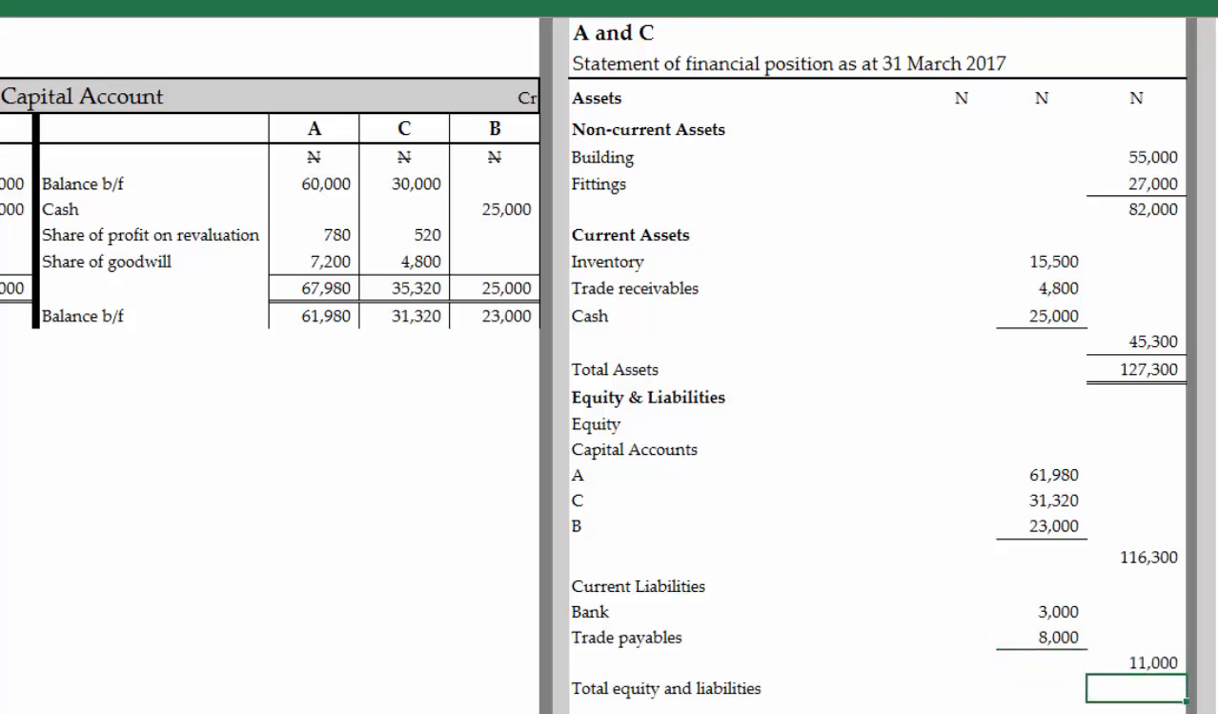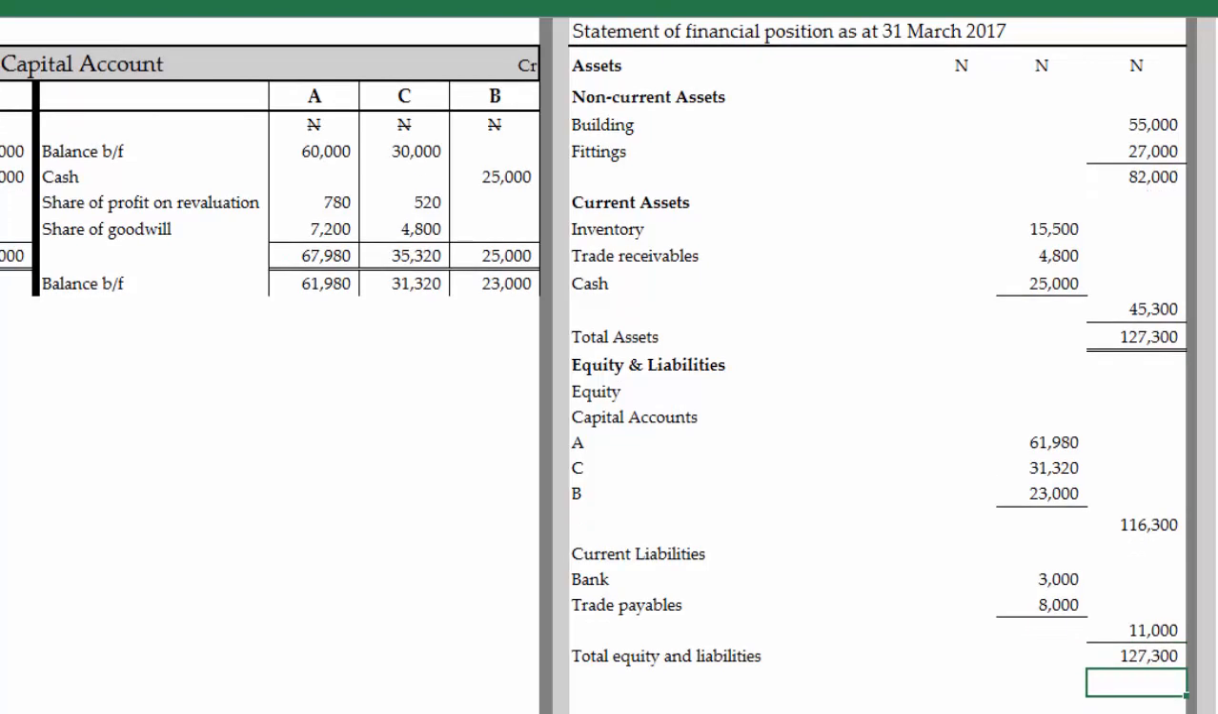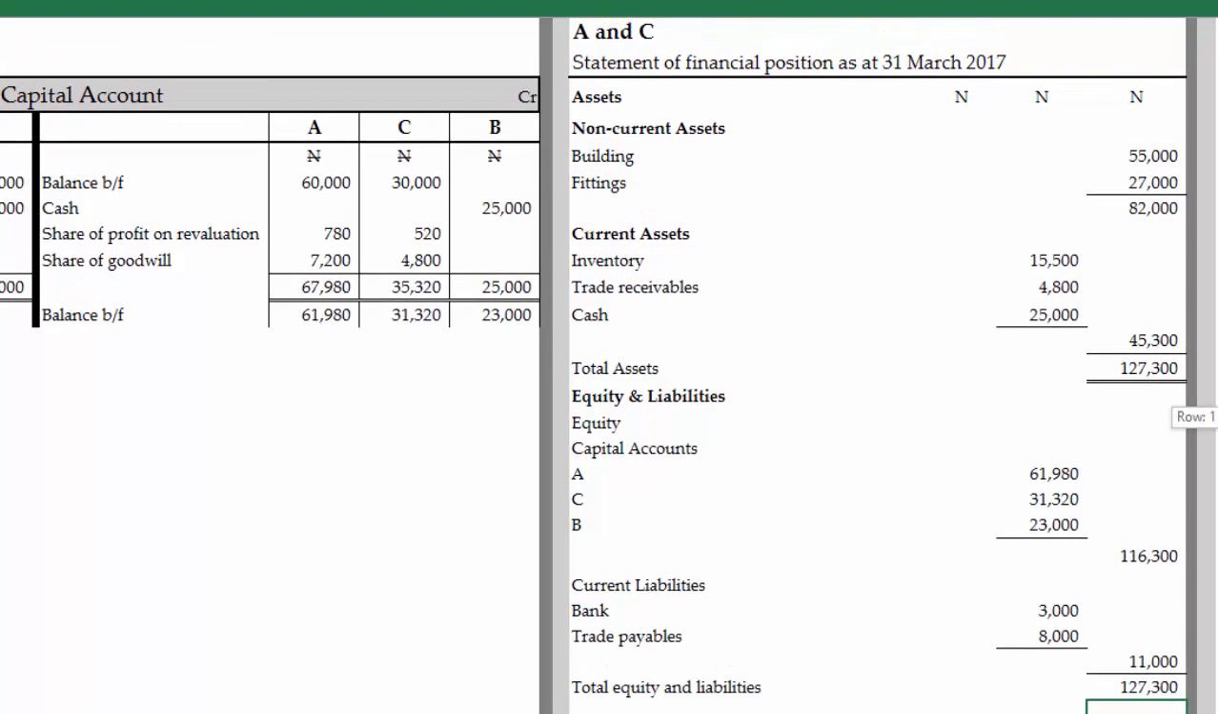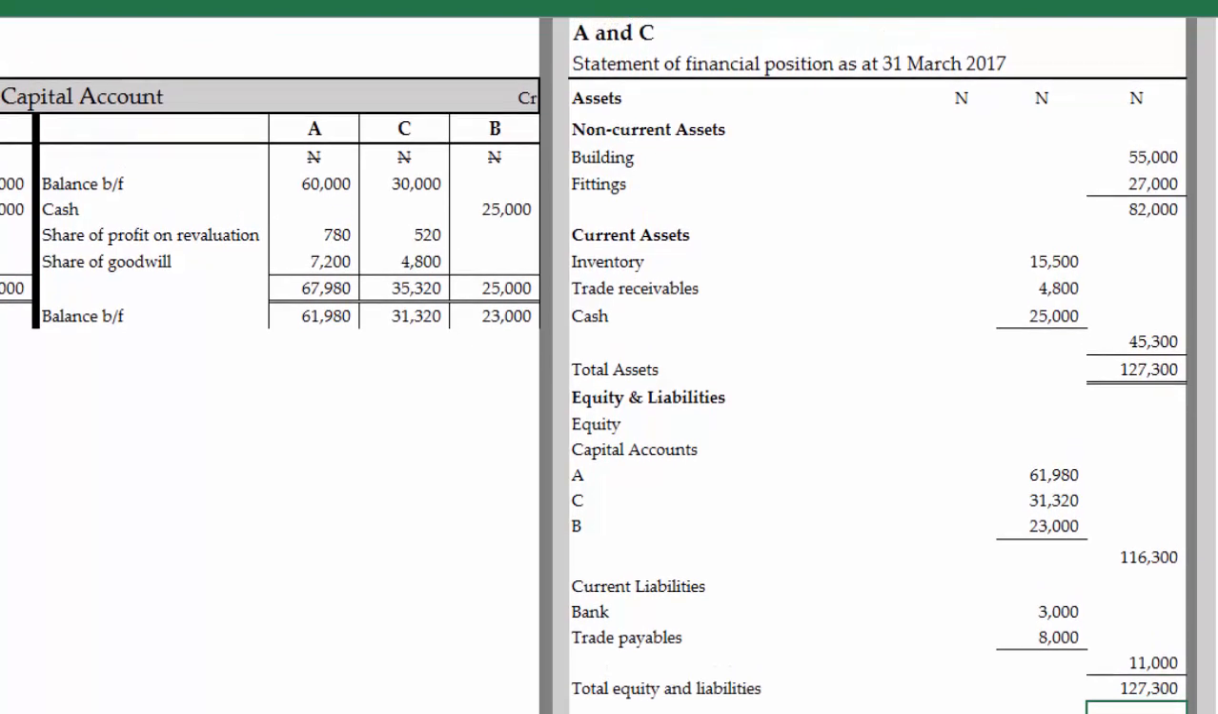If you add the 11,000 to the 116,300, it gives 127,300. Our statement of financial position is balanced because the total assets are now equal to the total equity and liabilities. This is how you prepare the partnership accounts on admission of a new partner.